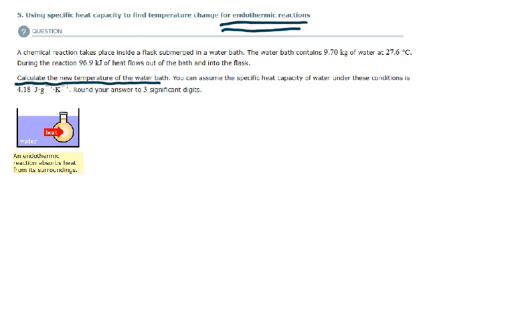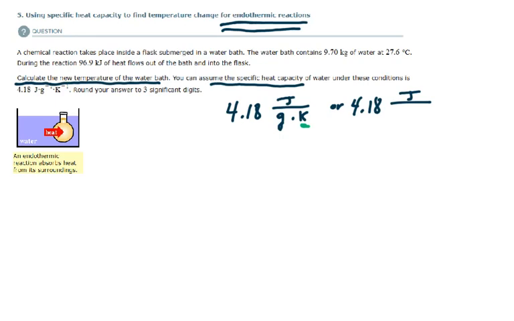So let's look at the information they give us, okay? They say that we can assume the specific heat capacity of water under these conditions to be 4.18, and the units of specific heat are joules per gram times Kelvin in this case. Now, I will note that the units of specific heat can change. Of course, all of these units can change, but typically in the problems that you're facing, you may also see the specific heat given as 4.18 with the units of joules per gram times degrees Celsius. And you may wonder which one is correct. Well, because of the relationship between Kelvin and Celsius, either one of these can be used. It just depends on what the units of the given temperature in the problem happen to be.